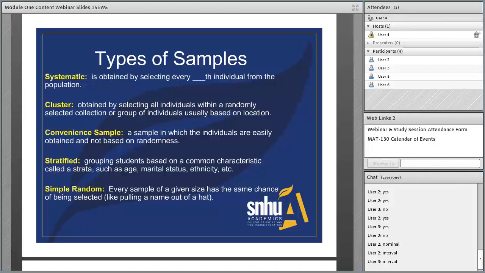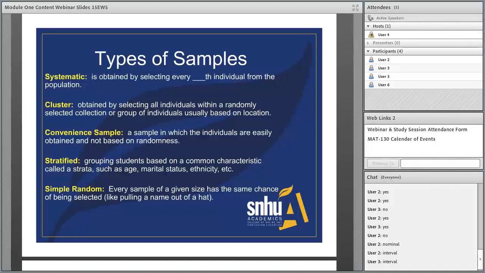A stratified sample is when you want to group students based on common characteristics called the strata, such as age, marital status, ethnicity, etc. And you want to make sure that you have each strata well represented. And then a simple random sample is simple random if every sample of a given size has the same chance of being selected. So this is basically like pulling names out of a hat.